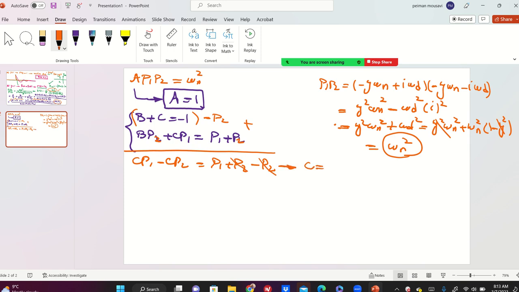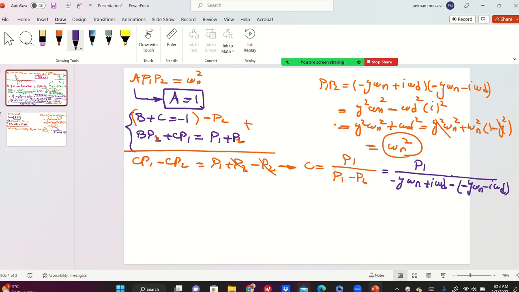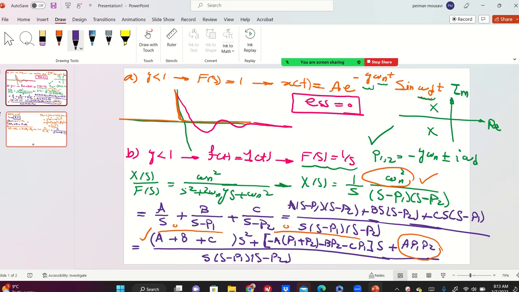So you get C is equal to P1 minus P2. So P1 minus P2 minus zeta omega n plus I omega d minus zeta omega n minus I omega d, as we had here.